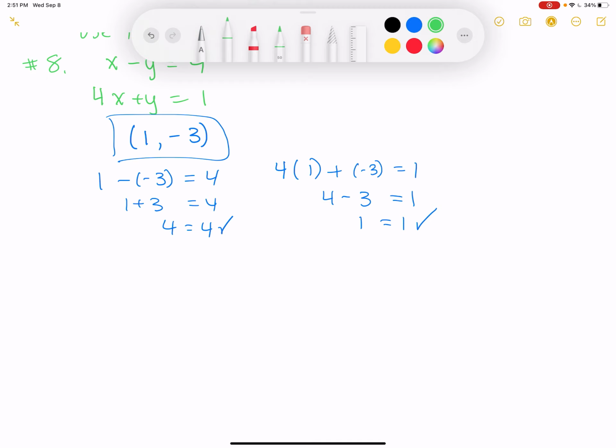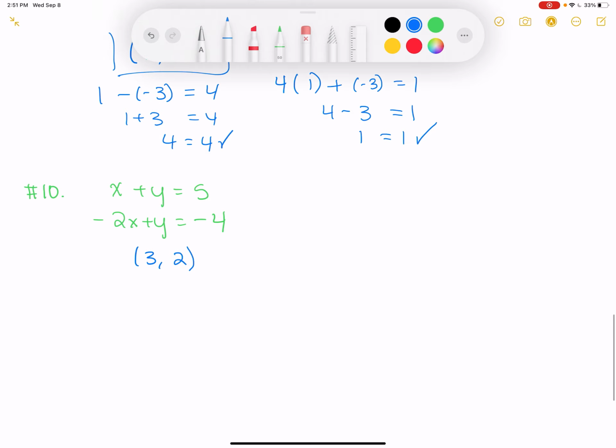All right, let's look at number 10 as well. This one, the linear system is x plus y equals 5 and negative 2x plus y equals negative 4. What is that intersection point there? Is it 3, 3? No. It's 3, 2.